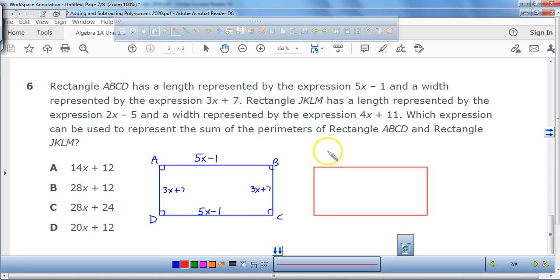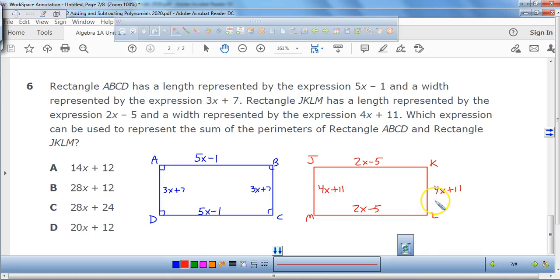And it says rectangle JKLM. When you're ordering or labeling this, make sure you just go clockwise. Makes it a lot easier. It says it has a length that is 2x minus 5, so I'll put that in both areas of the length. And it has a width that's 4x plus 11. Now, I'm not drawing this to scale. All I'm doing is just writing the expressions.